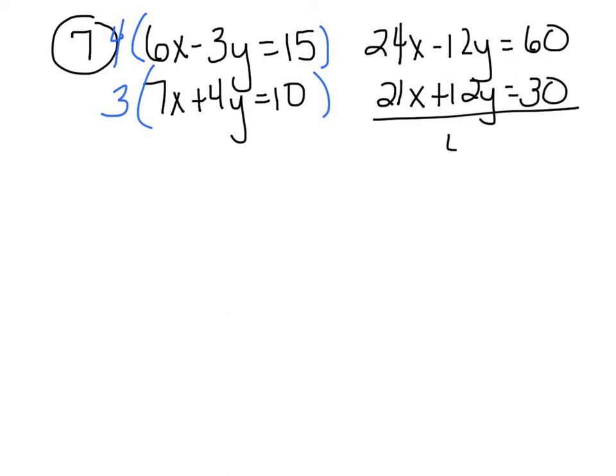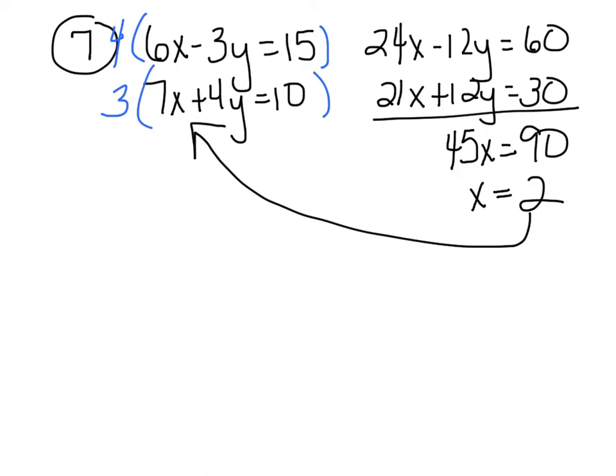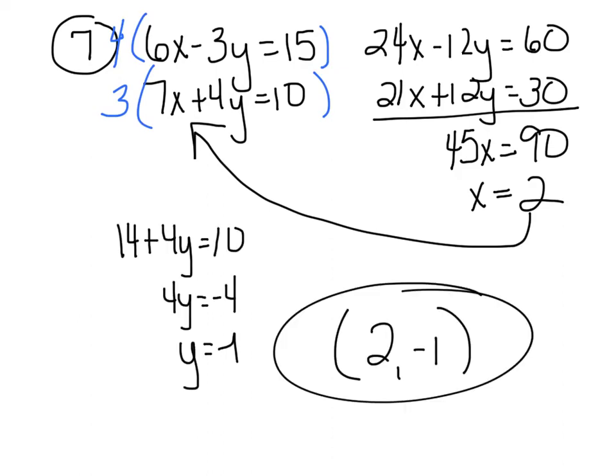I add them together. 45x equals 90. X equals 2. Plug it in, which I'm going to do. I'm going to pause the video and do it myself. You should get the answer of 2, negative 1.